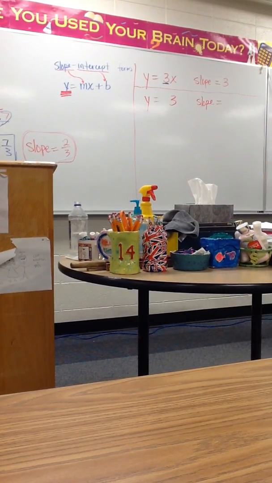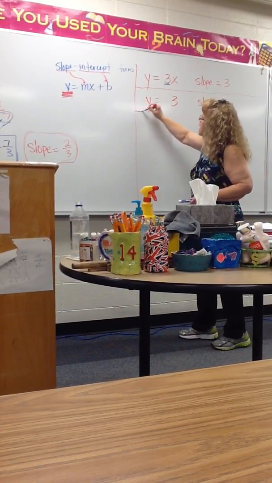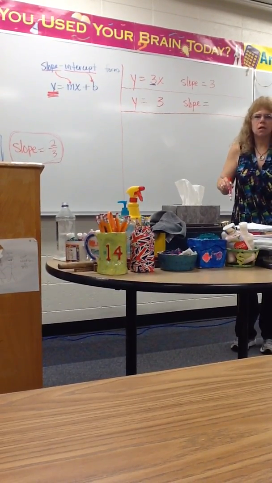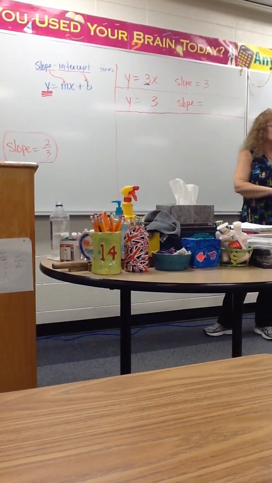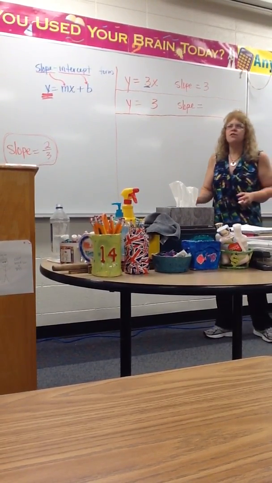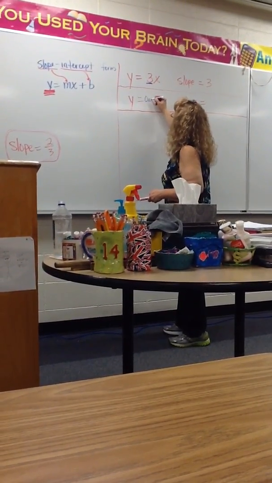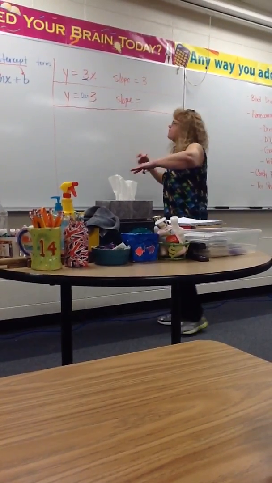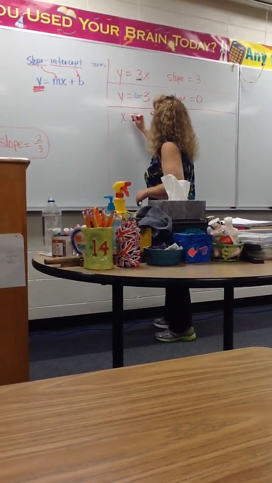Is it solved for y? Yes, I have y equals. It's what's in front of the x. Where is the x? How many are there if there is no x? Right, we just don't write 0x plus. So what's the slope of that line? 0. That's the flat one. Slope is 0.